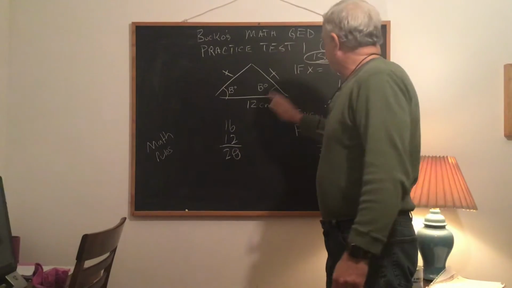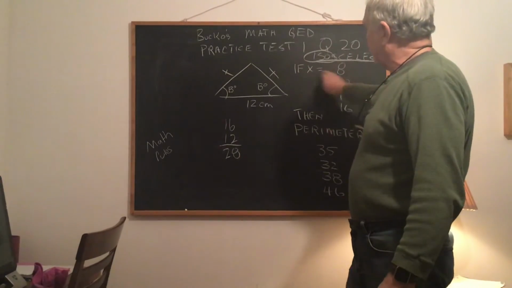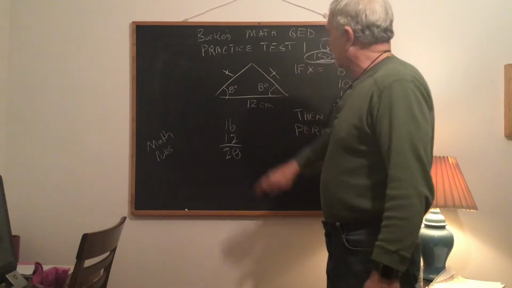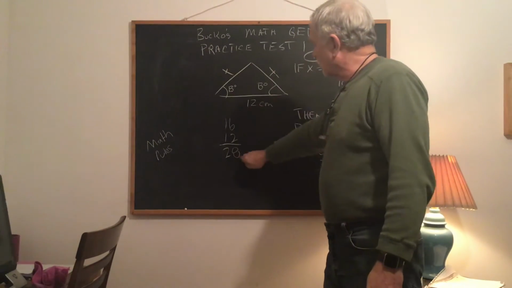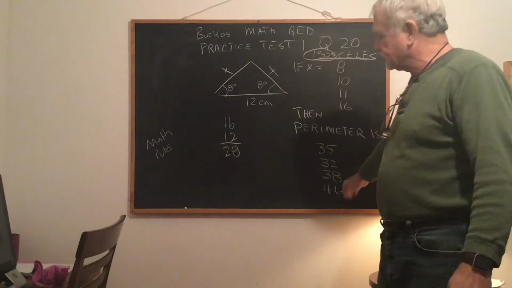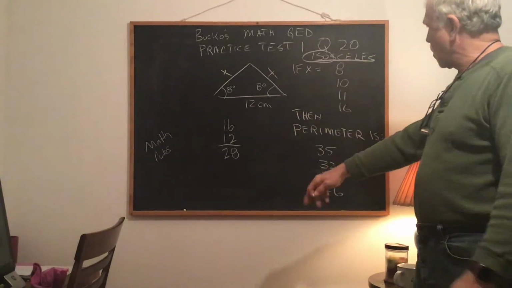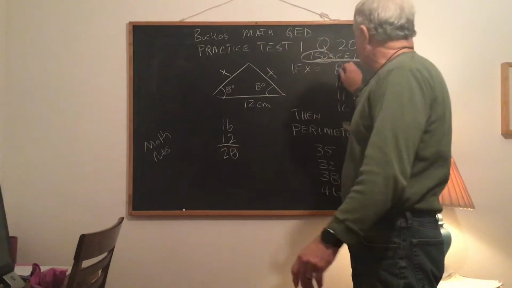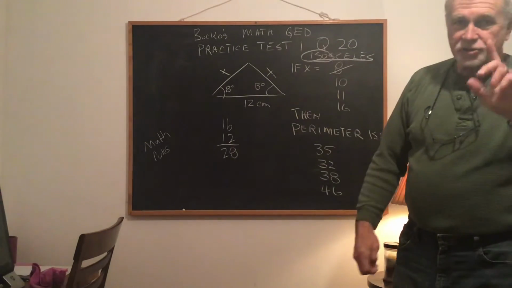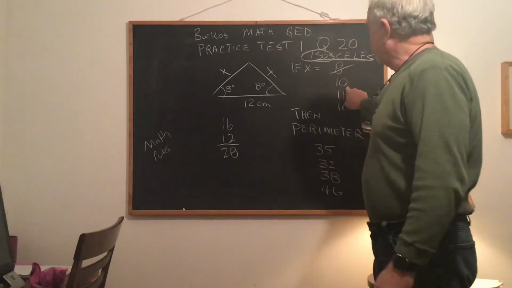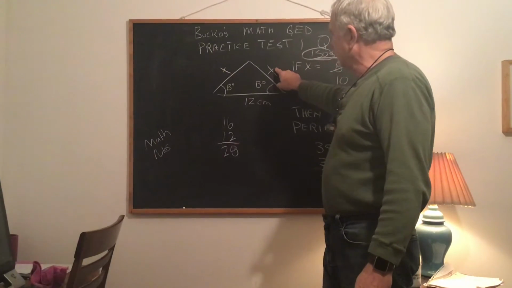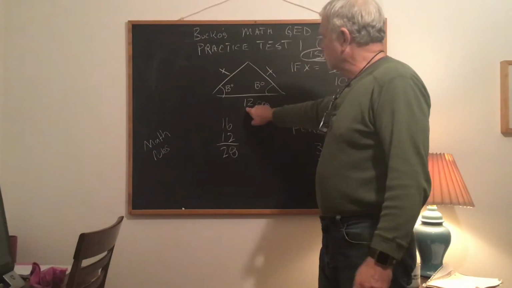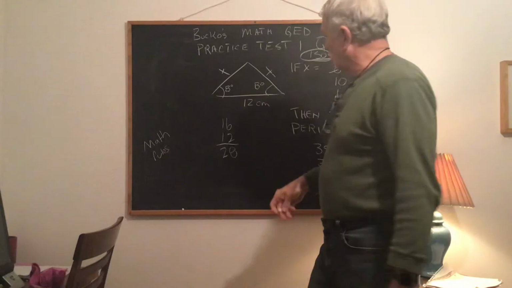So if 8 plugs in here for these sides of the isosceles triangle, then 8 and 8 is 16, and then 12 more is going to give us 28. Is 28 an option for a perimeter? No. So that eliminates 8. Let's try 10. Let's plug 10 in here where the x is. So 10 and 10 would be 20, and then another 12 would be 32.